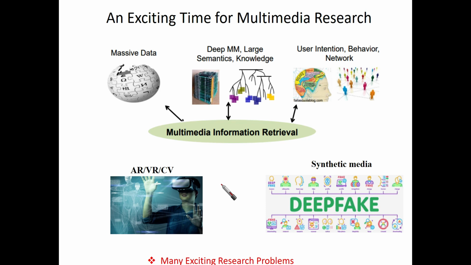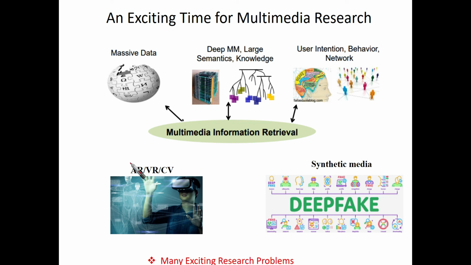So now, having said all of these things in our courses, definitely there are a lot of research topics still open. In the age of big data and AI, we have a huge opportunity to work on multimedia information retrieval. You can work on deep multimedia networks, large semantic networks, knowledge graphs and networks. You can identify social networks, behaviors, people, those kinds of things.